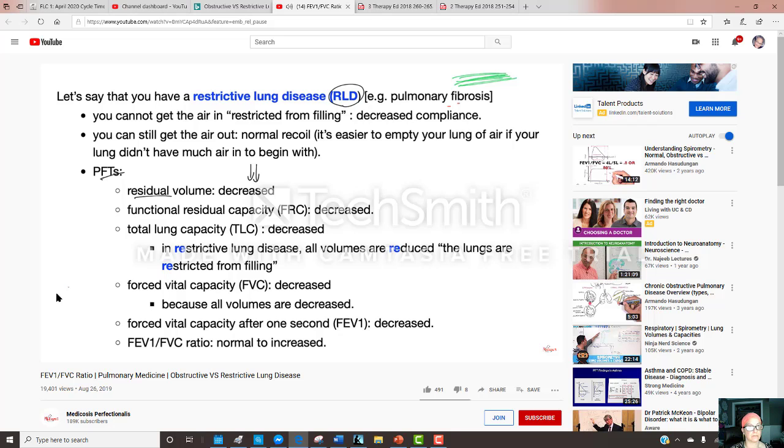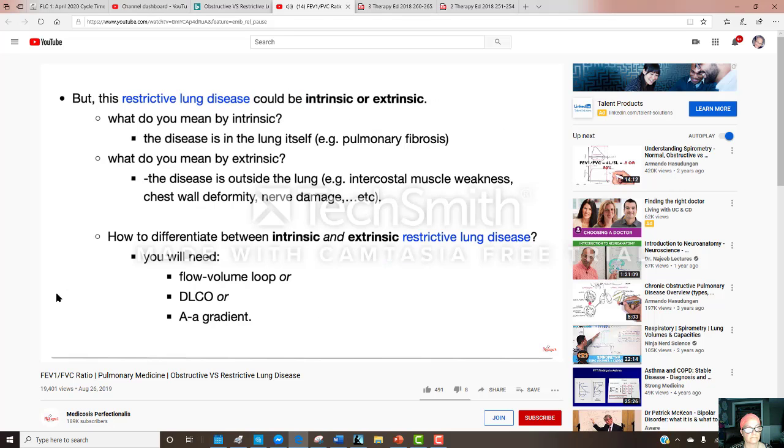How about FRC? Also decreased. How about TLC? Decreased. In restrictive lung disease, all volumes are reduced because the lung is restricted from filling. FVC decreased. FEV1 decreased. FEV1 to FVC ratio normal to increased. But here is where spirometry fails to actually diagnose the disease.